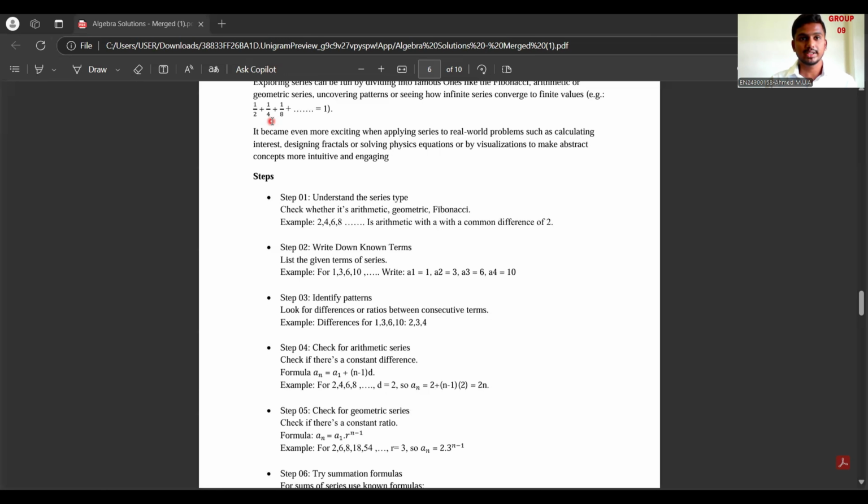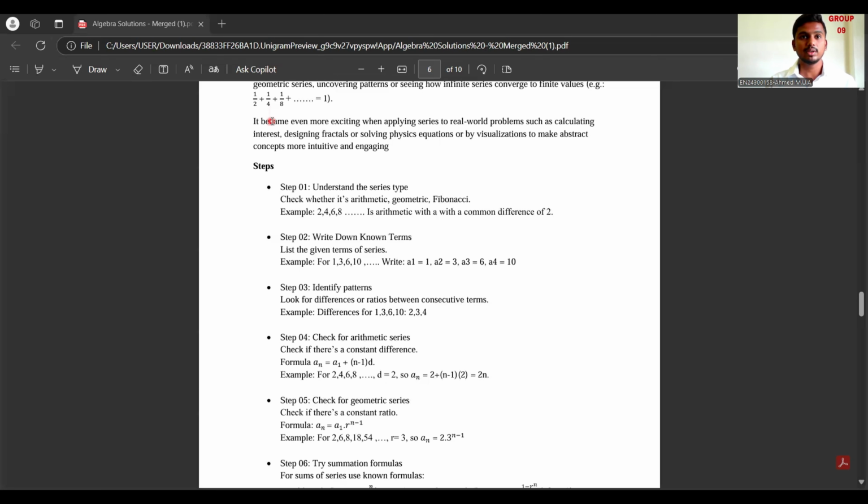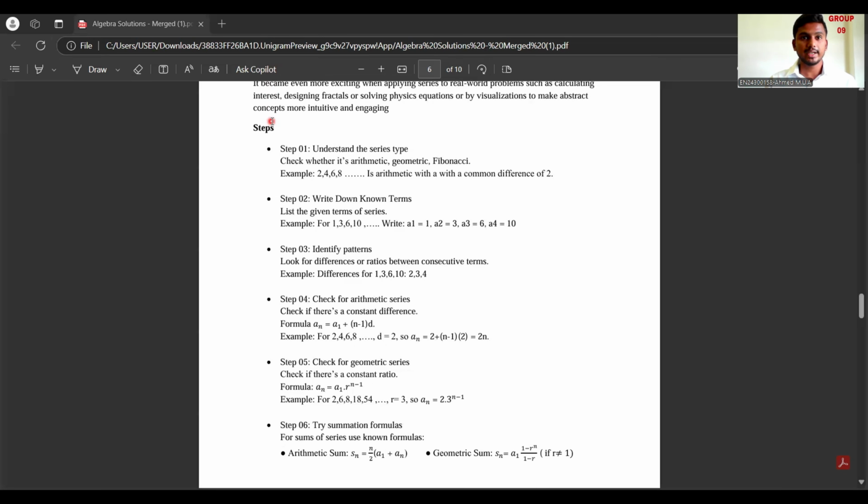Step 5. Check for geometric series. If there is a constant ratio, use the formula: an equals a1 times r to the power n minus 1. Example: for 2, 6, 18, 54, the ratio is 3.